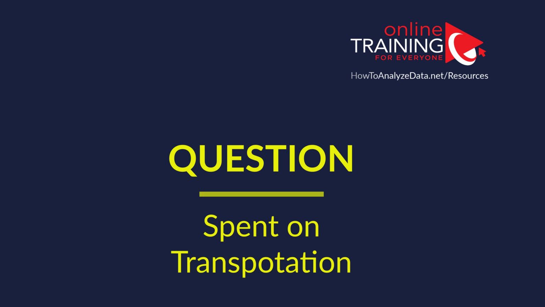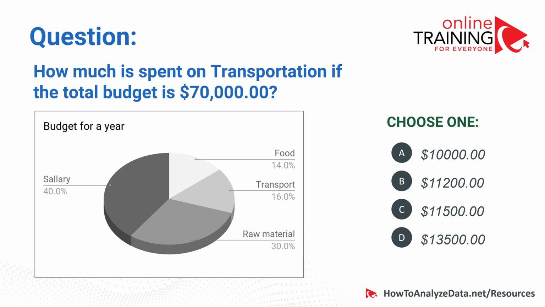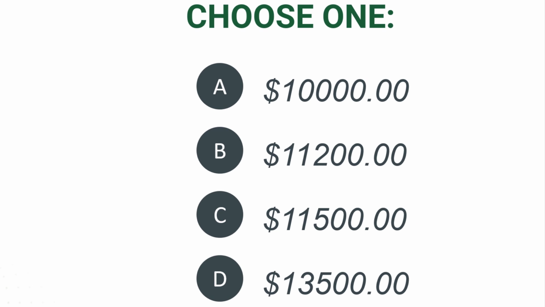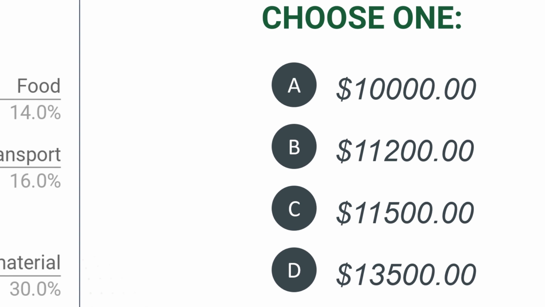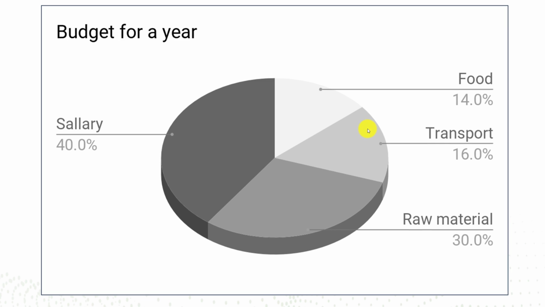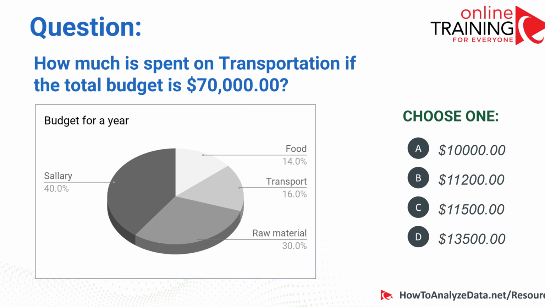Let's look at the question, which is frequently used to test your knowledge of charts and graphs, and frequently used as part of math reasoning, logical reasoning, and also numerical reasoning tests. How much is spent on transportation if the total budget is $70,000? You have four choices as usual: $10,000, $11,200, $11,500, and $13,500. You are also presented with the graph on which transportation is 16% of the entire budget. Which one do you think is the right choice here?